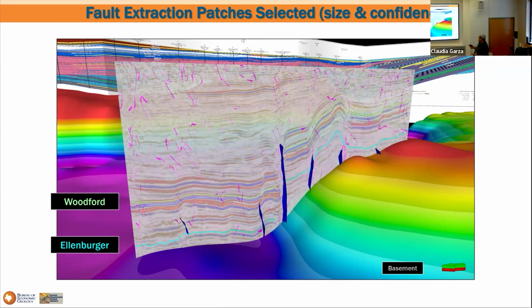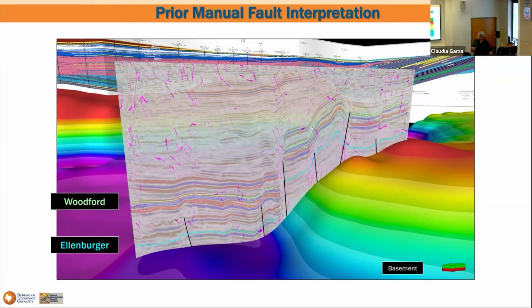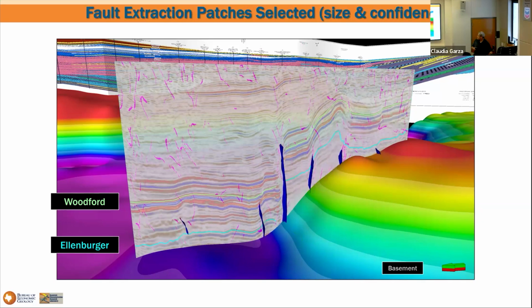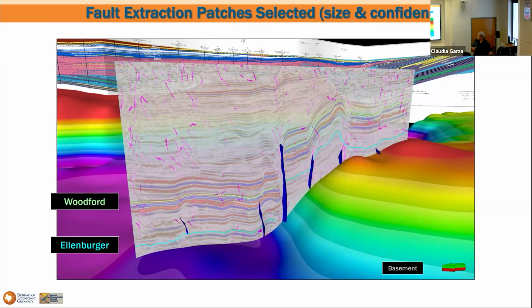Now, that surface that you see in color is a very important surface. It's the basement surface. So if you do any sort of research on saltwater disposal or earthquake occurrences in the Delaware Basin, it's all linked to the faults that are rooted in the basement. So it's very nice that these faults were identified by the software. And if I then look at the prior fault interpretation, you can see that they match extremely well. So that gave me a lot of comfort.